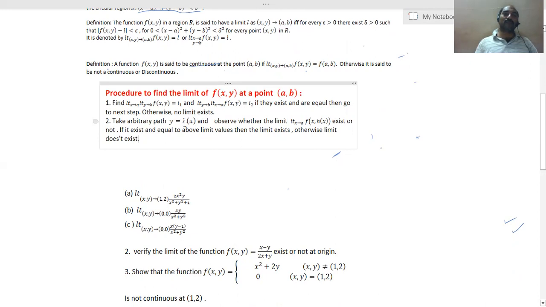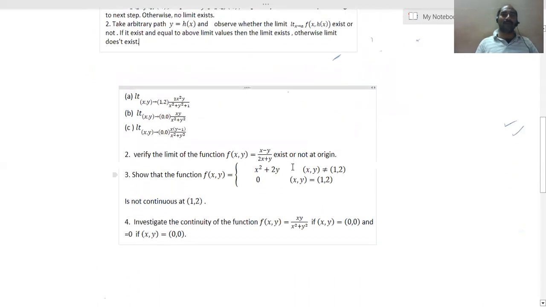In the second step, substitute y equal to mx, that means y is a function of x, or y equal to mx square, in the function. That means it is converted into a single variable function, limit x tends to a of f of x comma h of x. Observe whether this exists or not. If it exists, happy. If it does not exist, stop the process: the limit does not exist. If it exists, observe whether the existing value is equal to the previous existing values or not. If it is equal to the previous existing value, then we say that the limit exists, and the corresponding value is the limit value.